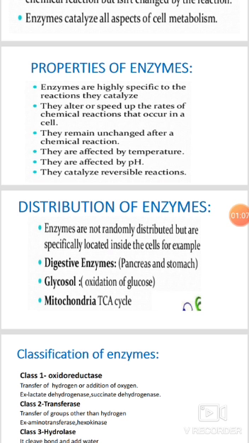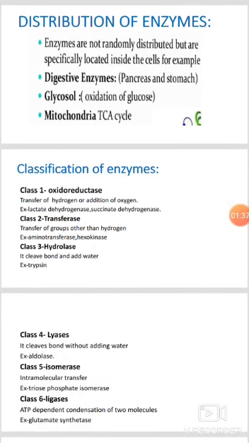Distribution of enzymes. Enzymes are not randomly distributed but are specifically located inside the cell. For example, digestive enzymes are present in digestive glands like the pancreas and the stomach, which include trypsin, chymotrypsin, and pepsin, which is present in the stomach. Glycolytic enzymes in the cytosol help in the oxidation of glucose, and in the mitochondria, all the enzymes of the TCA cycle are present. Now, classification of enzymes.